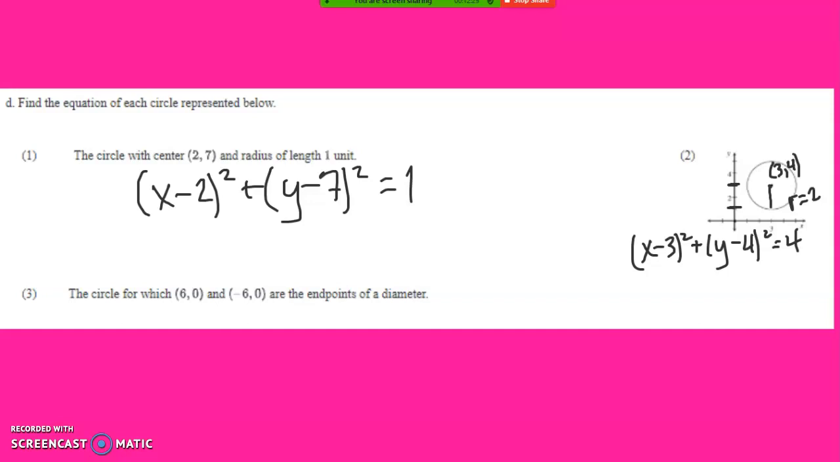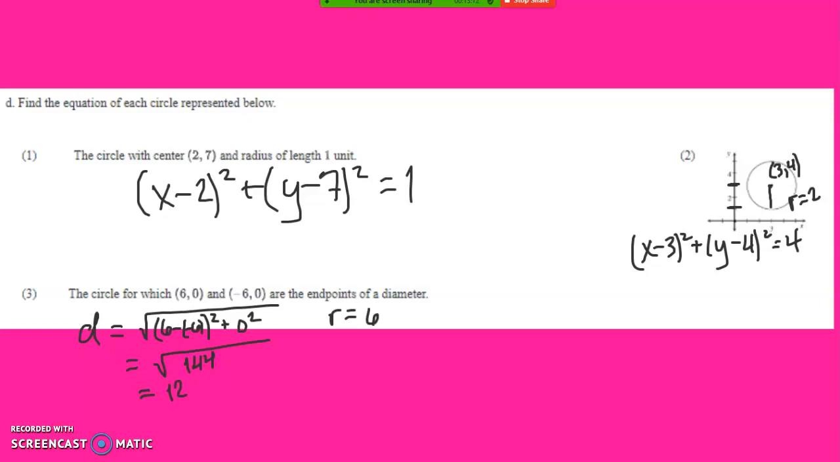So, distance formula. Diameter equals 6 minus negative 6 squared plus, and this is just 0 minus 0 squared, right? Equals, 6 minus negative 6, that's 12. 12 squared is 144. Square root of 144 is 12. So my diameter is 12, which means my radius is 6.